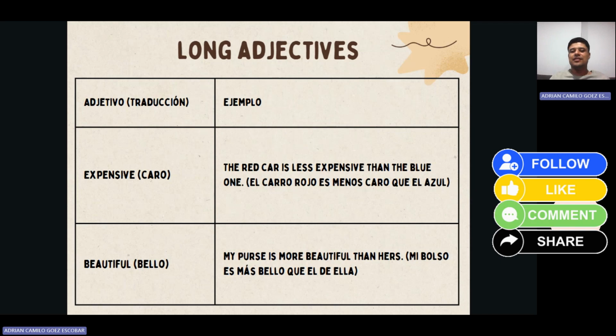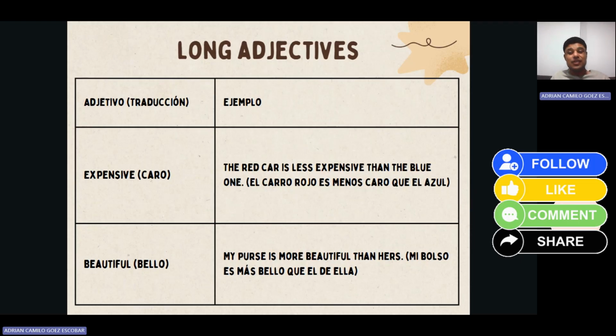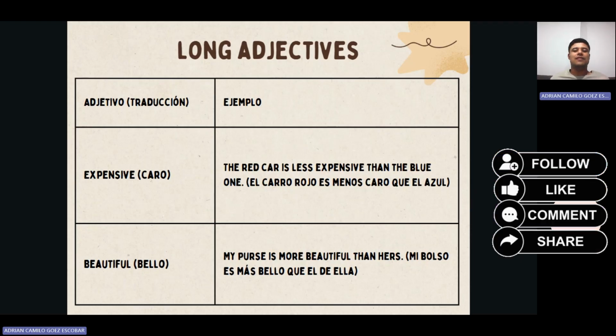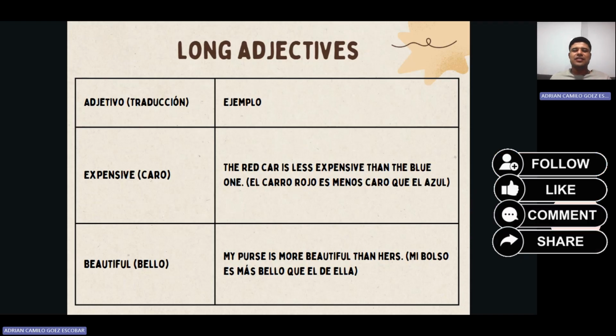To express inferiority, indicating that the subject has a quality to a lesser degree, the word "less" is used. This rule applies to all adjectives, whether short or long. Example: the movie was less interesting than the book.